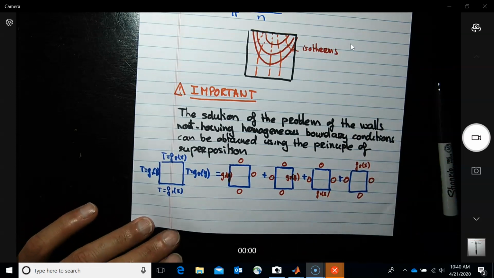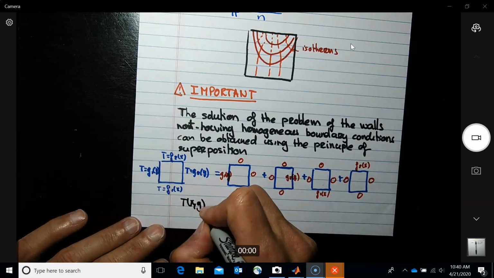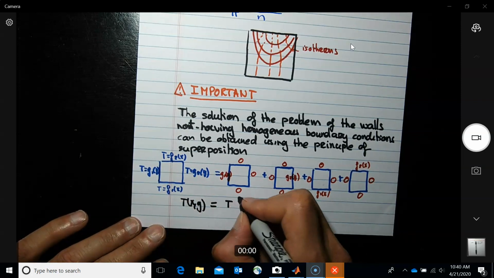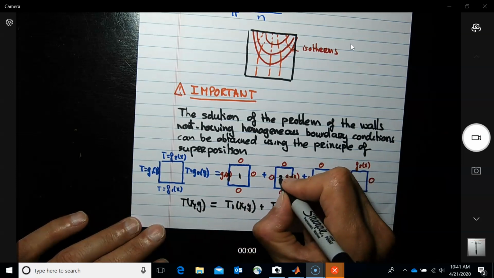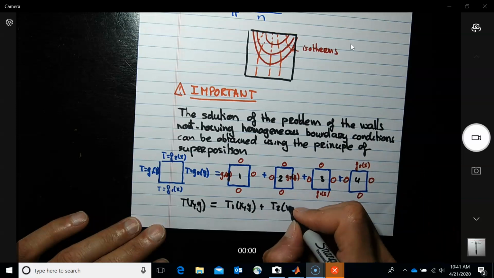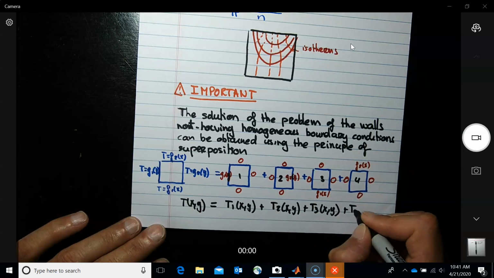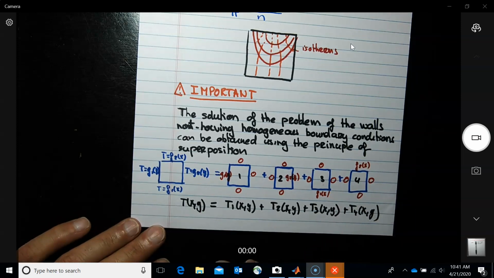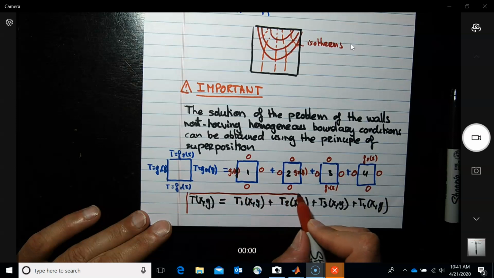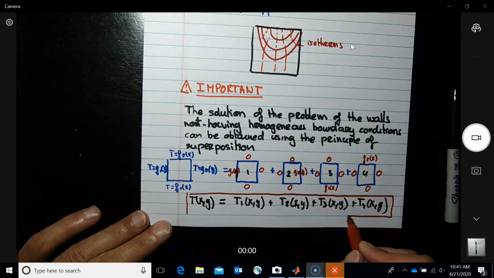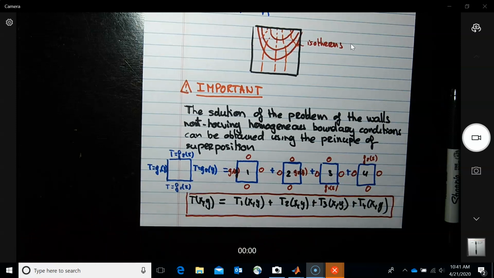So the total solution T(x,y) will be equal to what? The solution to this problem, T1(x,y), plus T2(x,y), plus T3(x,y), plus T4(x,y). Okay, and this will be the solution for the plate having non-homogeneous boundary conditions at all the different walls. Okay, so that would be it for today.